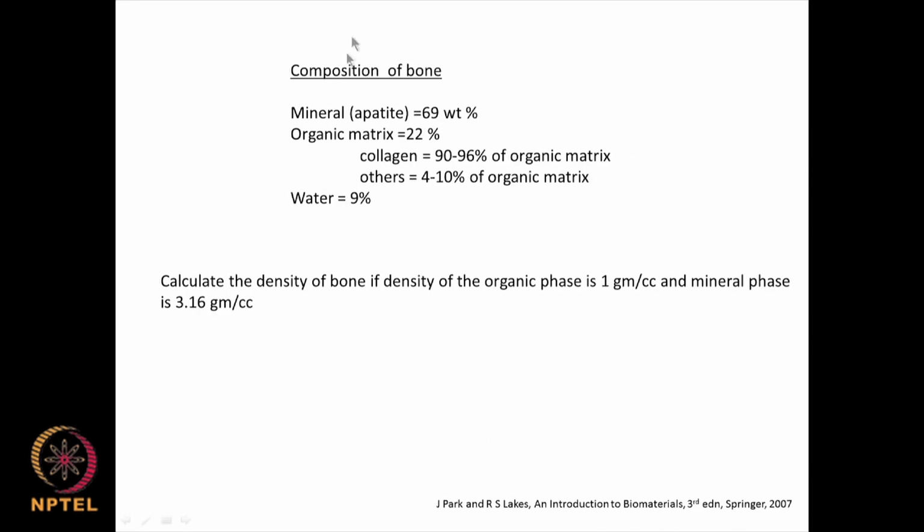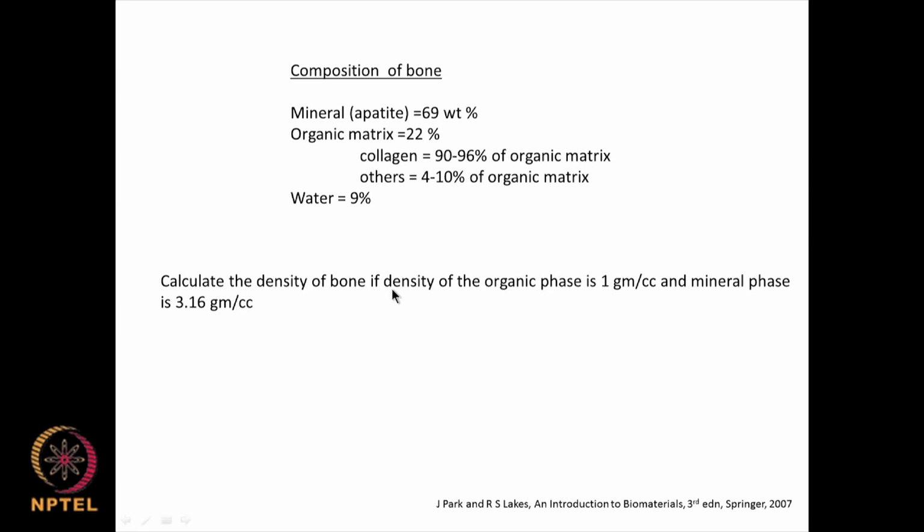If you look at a bone, it is made up of many different things like the mineral, which is the apatite. Then we have the organic matrix, of which collagen is predominant, and a little bit of other material is also there. So the mineral will be about 69%, that is the apatite. Organic matrix is 22%, out of which 90 to 96% is collagen. Then it contains 9% water. So this is the composition of the bone before it gets dried. Of course, when dried, all the water will go away. Then you will have some of these two actually.